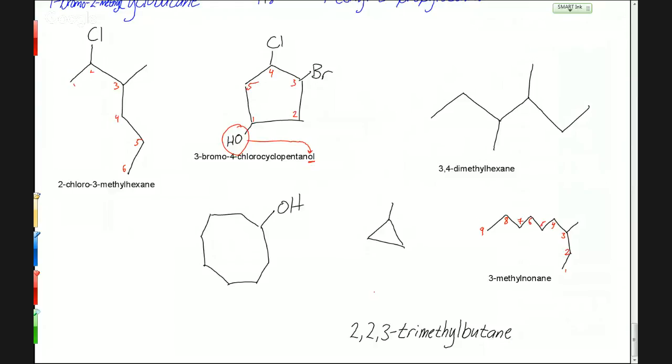All right, a couple more to go. Let's do this one. Yeah, this would just be methylcyclopropane. We could say 1-methyl, that's fine, but we don't really need the 1 there because there's only one thing. So you could put it there or not. Because if it was 2-methyl cyclopropane or 3-methyl cyclopropane, it would be the same thing.